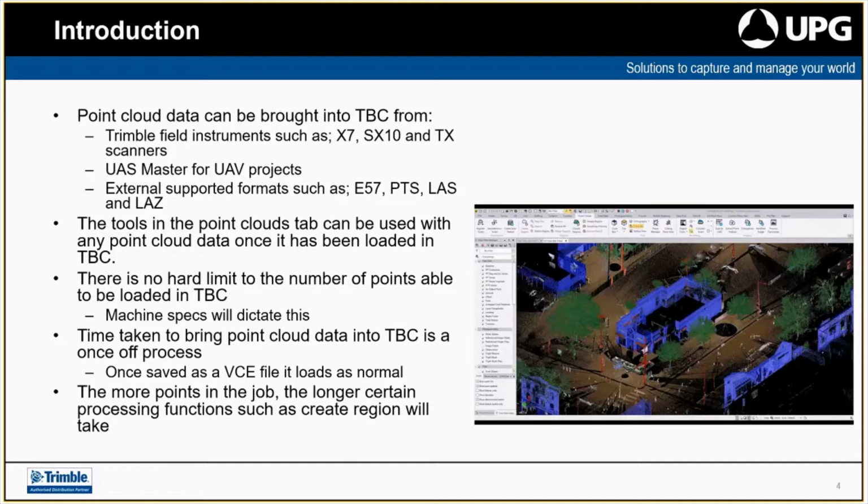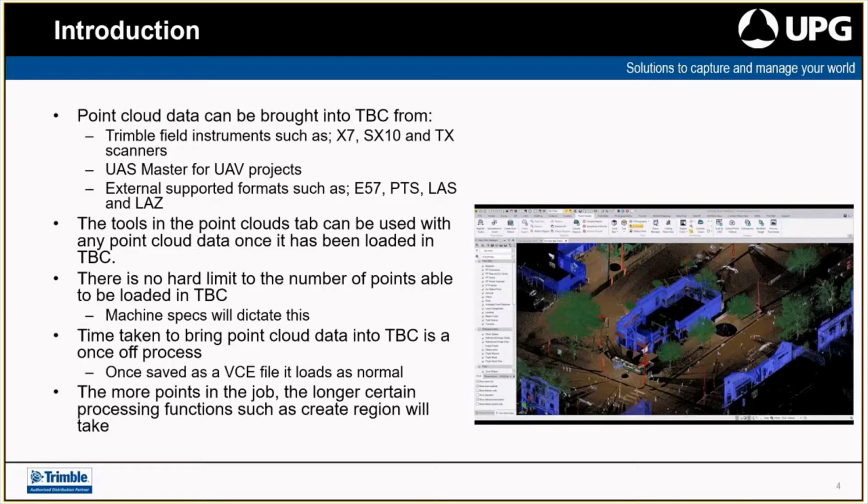So with regards to point clouds, point cloud data can be brought into TBC from instruments in the field. So an X7, which is the new scanner that we've got available, an SX10, as well as TX scanners. With regards to the format to bring this data in, it's generally just copying the data from the controller into the format that will come straight into TBC. So for the SX10, it's going to be a job file. For the TX scanners, it's going to be one of the Trimble supported point cloud formats, as well as the X7.